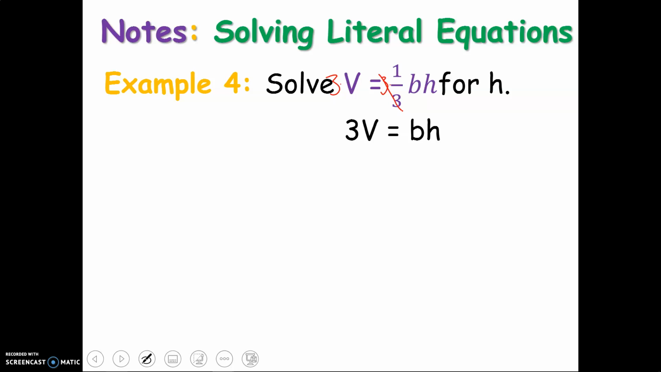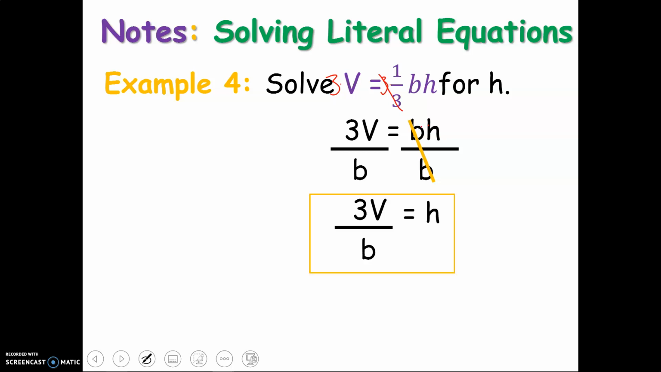We still do not have h by itself. Right now, we have a b being multiplied to h. The opposite of multiplying by b is divide, so we'll divide both sides of the equation by b. On the right, they cancel. On the left, we have 3v divided by b. So h is equal to 3v over b.